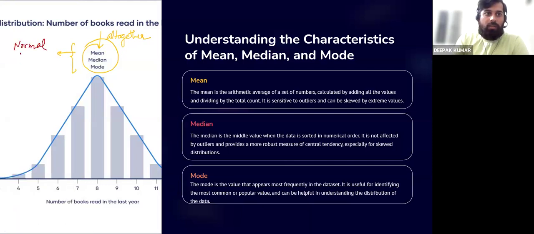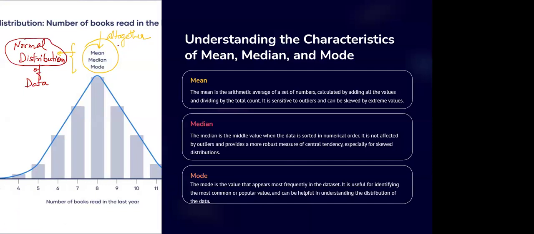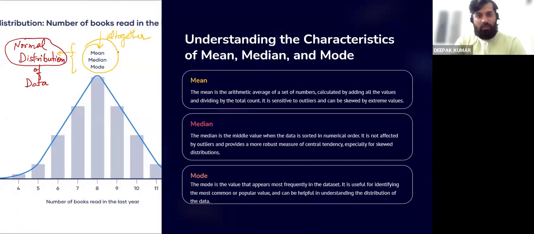normal distribution. Has anybody heard about this term, normal distribution of data? No. It's all right. I understand, because it's a very new paradigm to all of you. Although it is mathematics, it is not a measurement of the mathematics. It is estimation.